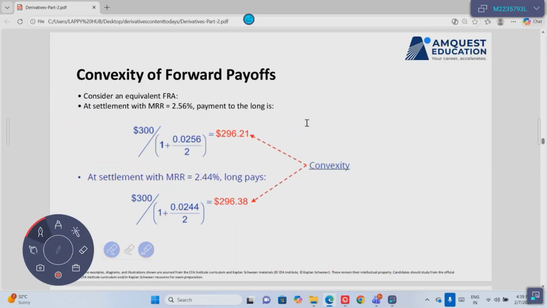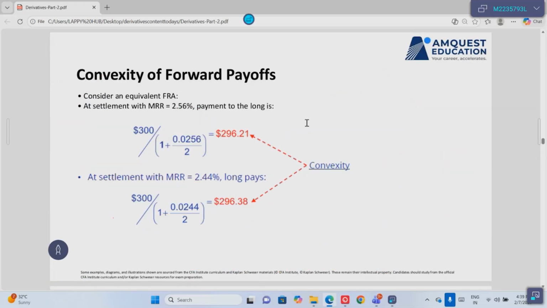What is convexity? Now, while you know it's a straight line, convexity is where the value may not be exactly the same in a linear fashion. There'll be some payments which will not be directly proportional. Okay, it will be a convex function. Example, let's understand this logic.